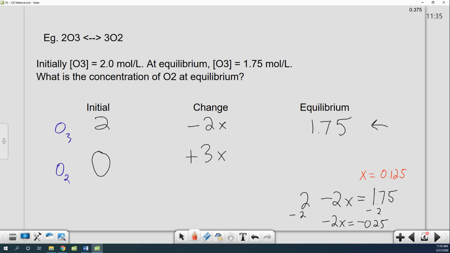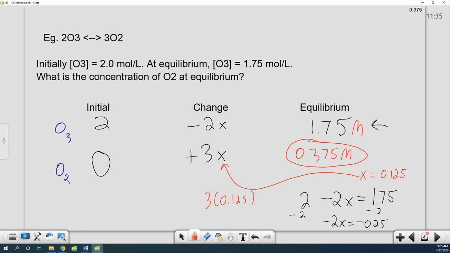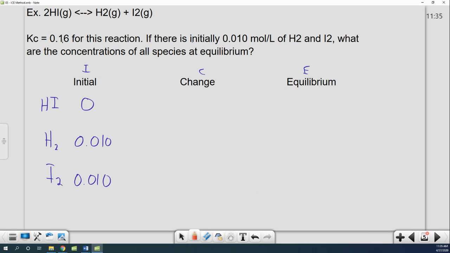x is 0.125. So how much oxygen do I have? Well, I know what x is now. I have 3 times 0.125. So I have, if I punch it out of the calculator, 0.375 moles per liter of oxygen. That is the concentration of oxygen at equilibrium. Now, these ones haven't been so bad yet. Let's make things interesting.